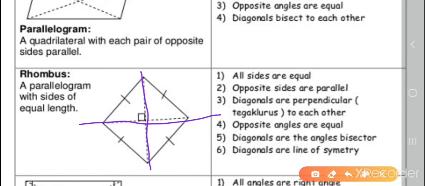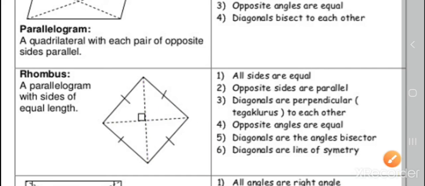Diagonals are the angle bisectors. Opposite angles are equal. And when the diagonals intersect perpendicularly, it will be 90 degrees. Opposite sides are parallel and all sides are equal. Rhombus is done. Okay, now we'll go to the next one.